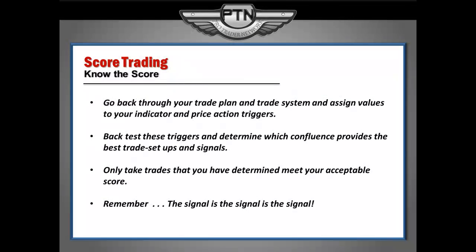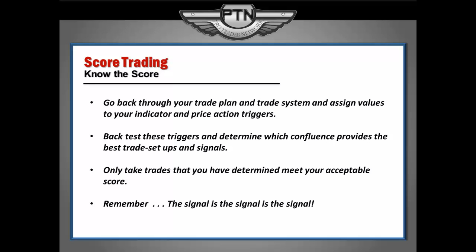So you want to know the score, traders. Go back through your trade plan, traders, your rules, your trade system, and try assigning values to your indicator and price action triggers. I call your rules basically your indicator and price action triggers. If this, then this. That's a trigger for us to look at the next step of our progression or our next rule. You want to backtest all these triggers and rules to determine which confluence provides the best trade setups and signals.